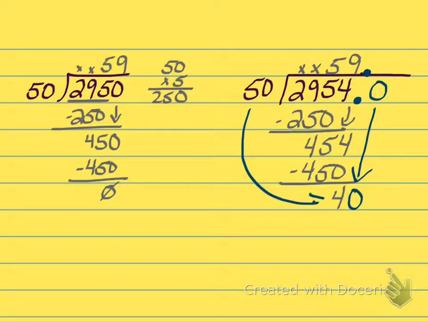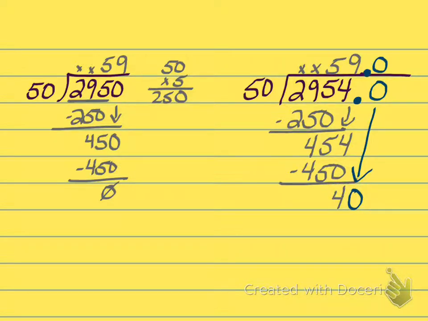50 goes into 40 how many times? Well, thinking about it, it doesn't. It goes into it 0 times. So up in my quotient, I'm going to write a 0. I'm still not done with this problem because I'm still stuck with a number down at the bottom right over here. I got to get rid of that. It has to turn into a 0.